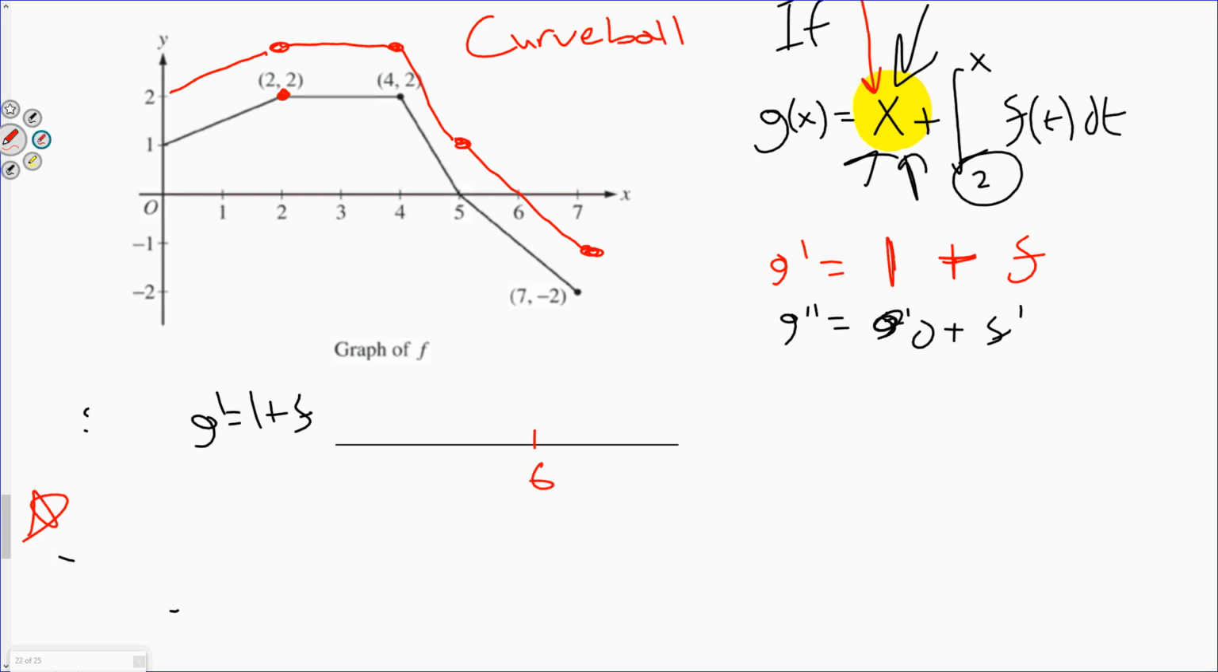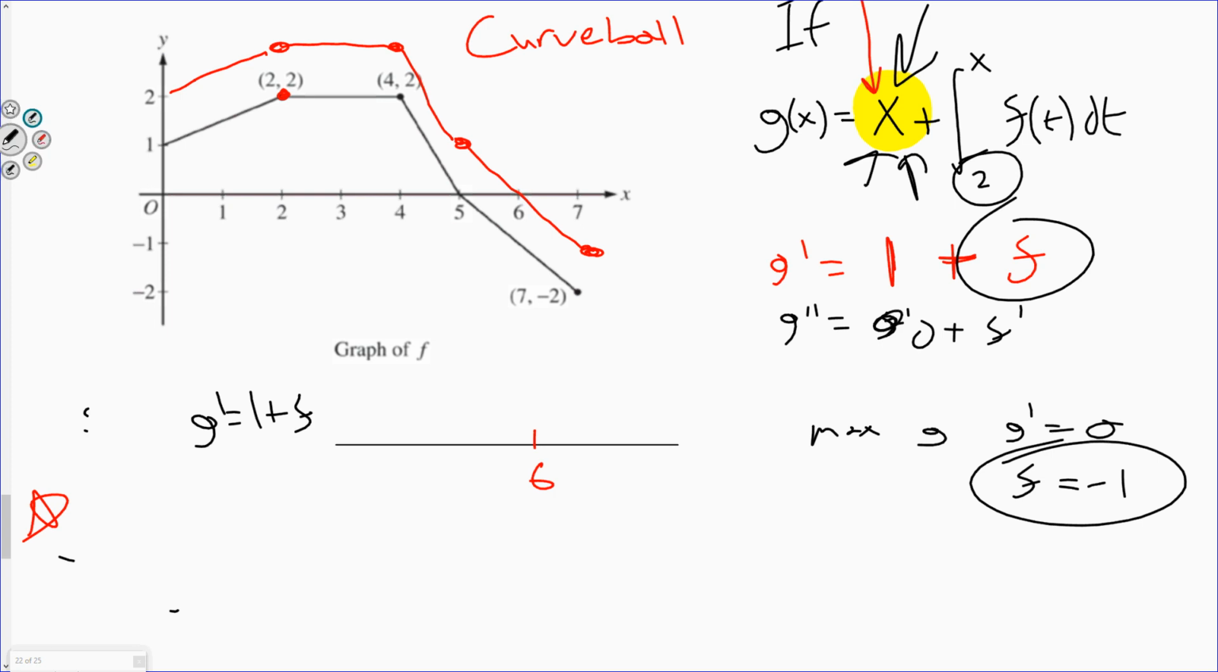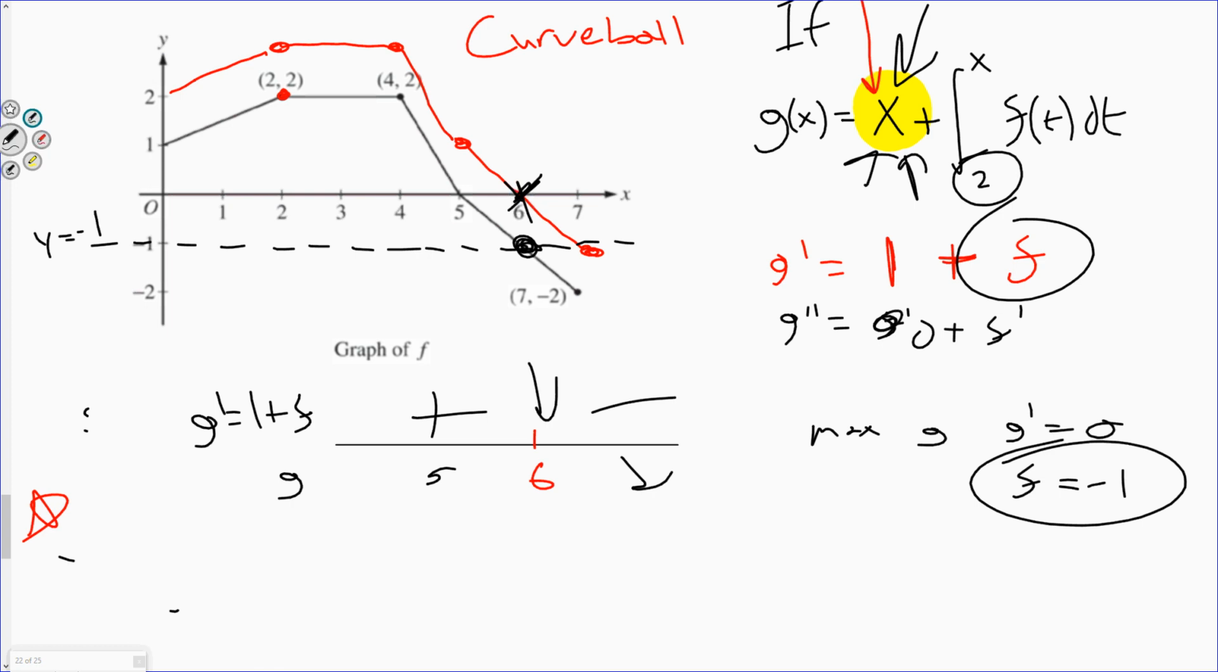Now, here's another thing you could have done. When do we have a max? A max of g is when g prime equals 0. Oh, that's when f is going to equal -1. Does that make sense that f has to equal -1? The other way to get this location of 6 is to not pay attention to the x-axis. Rather, pay attention to the y equals -1 axis, and boom. Now, from here, we do get the direction of g. We do know the max is going to be at g.